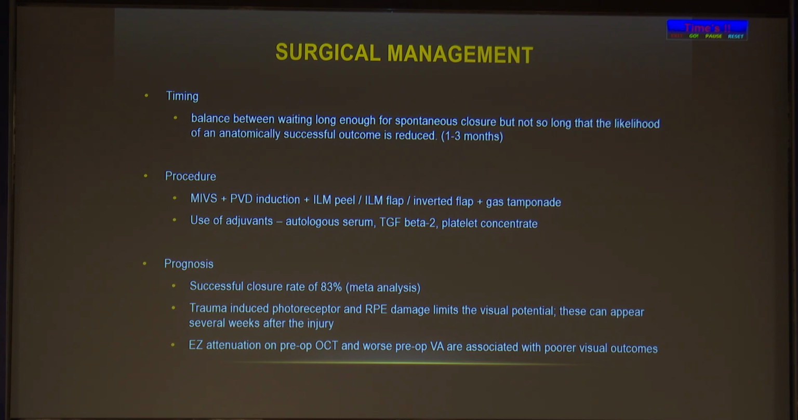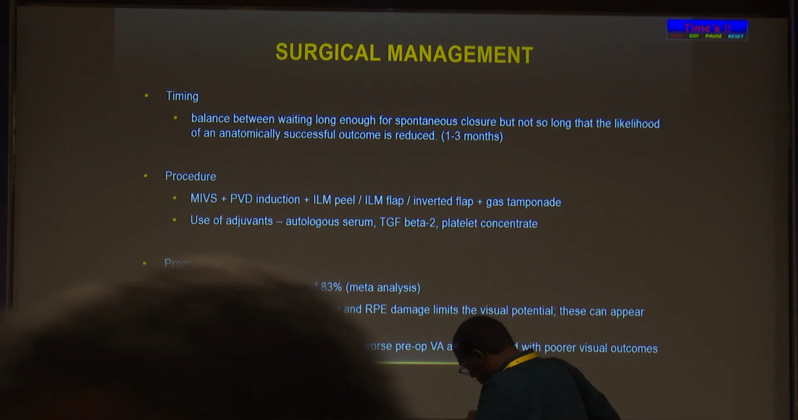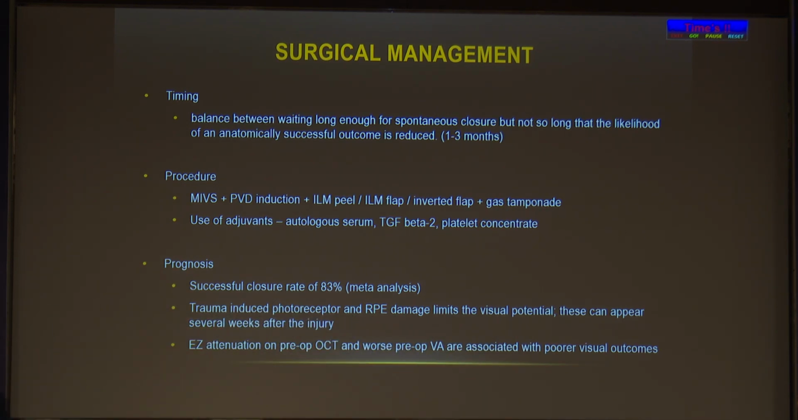Surgical management, the timing is key. Balance between waiting long enough for spontaneous closure but not so long that the likelihood of an anatomical success is reduced. So 1 to 3 months is the best timing to wait. The procedure: MIVS plus PVD induction, ILM peeling, ILM flap or an inverted flap with a gas tamponade, and use of adjuvants like autologous serum, TGF beta 2, platelet concentrate, and even amniotic membrane graft.